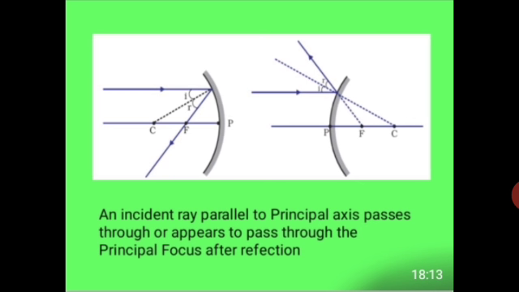The next diagram is of a convex mirror. Here, again, the ray which comes parallel to the principal axis after reflection moves away from the mirror. When we extend it in the backward direction, we see that the light ray meets the principal axis at the point focus. Thus, whenever the light comes parallel to the principal axis, it actually passes through the focus or it appears to pass through the focus. This is one ray that we can draw.